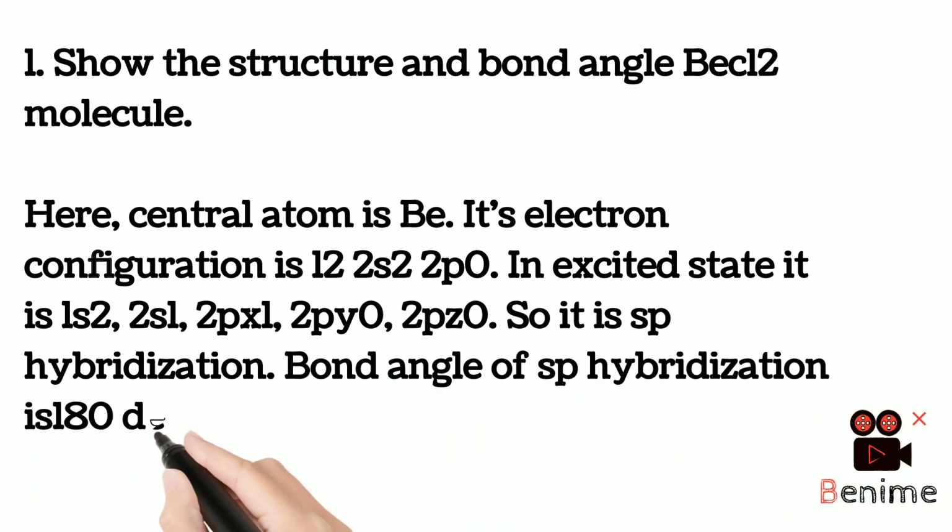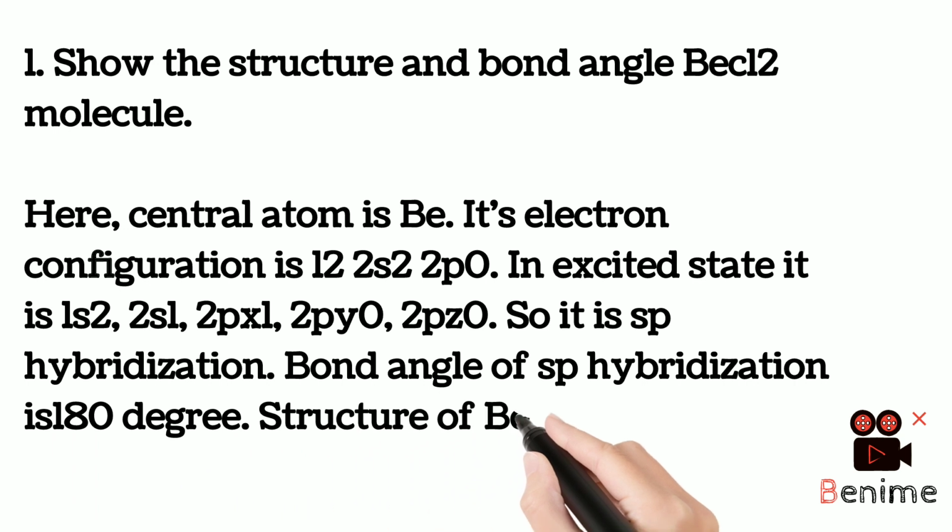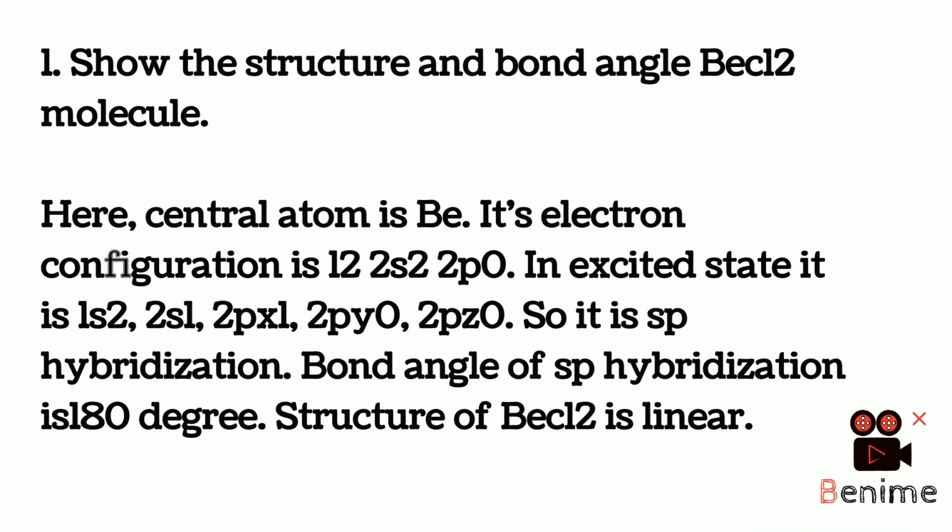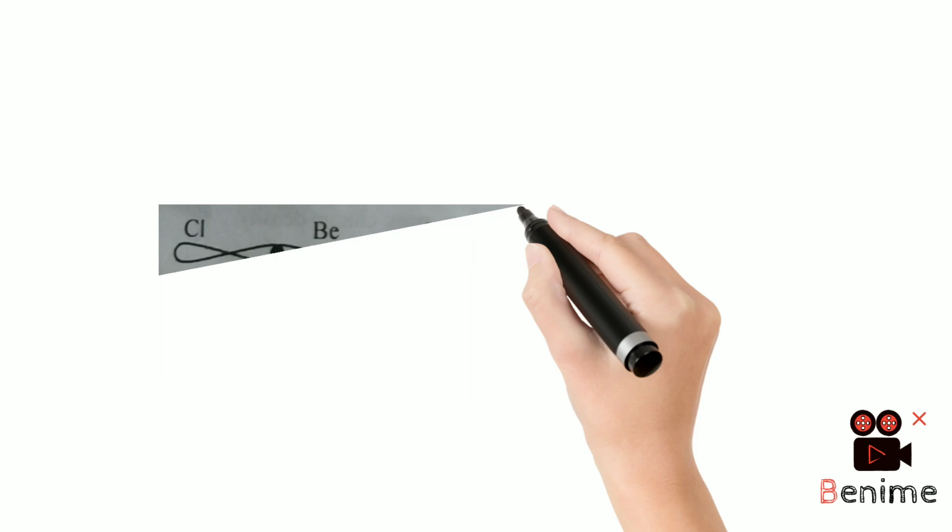The bond angle of sp hybridization is 180 degrees. The structure of beryllium chloride is linear. Here is the figure of it.